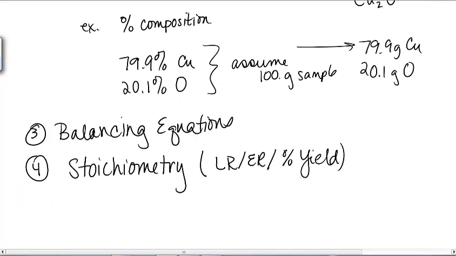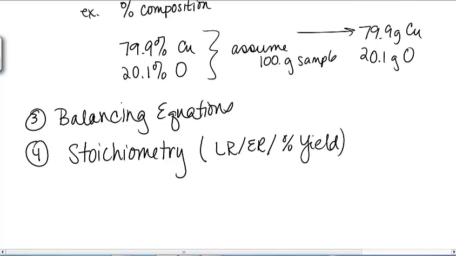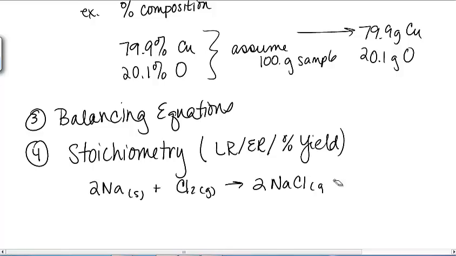All right, so let me just give you a very simple problem just to remind you, because for some of you it's been a little while. Some of you it hasn't. So let's say we have this balanced equation. We have solid sodium, some chlorine gas, turning into solid sodium chloride, which is not a gas. Ooh, it's a solid.